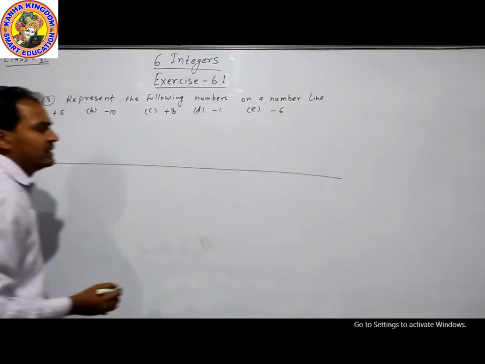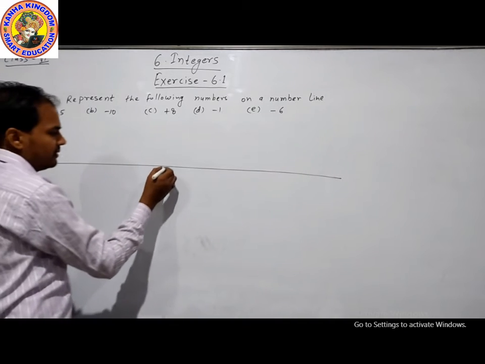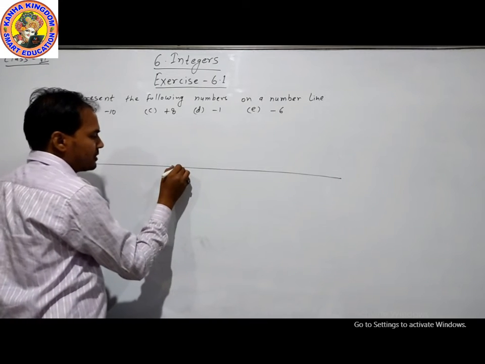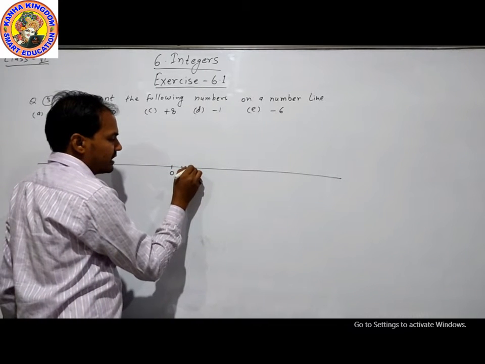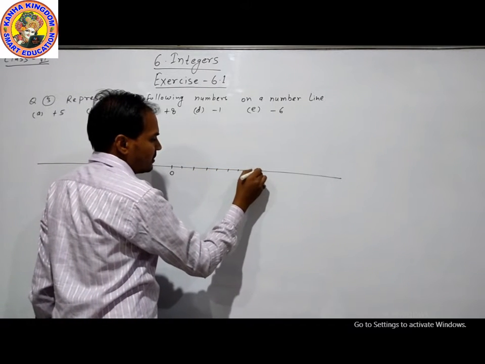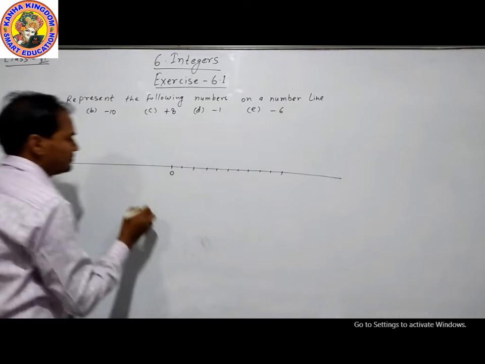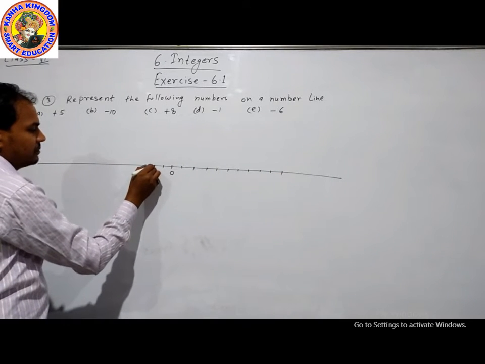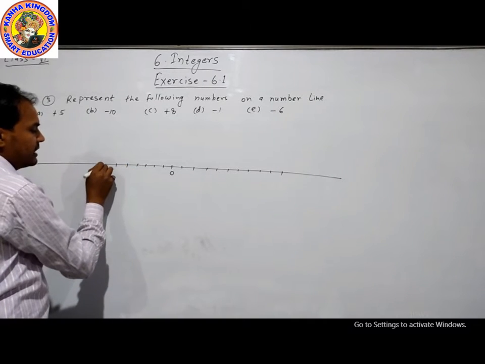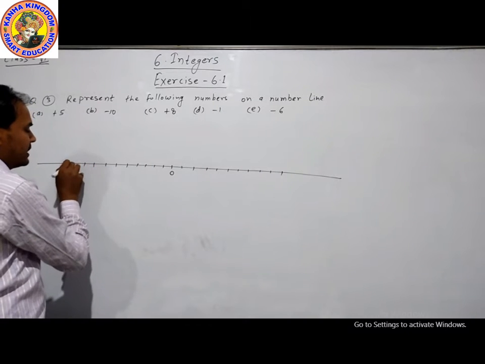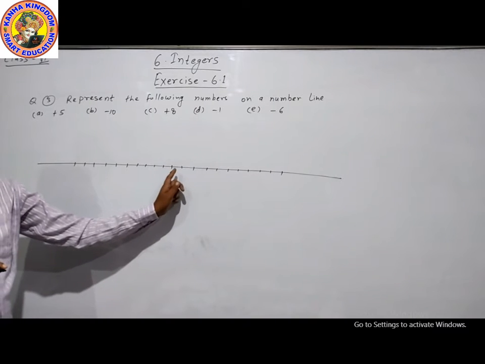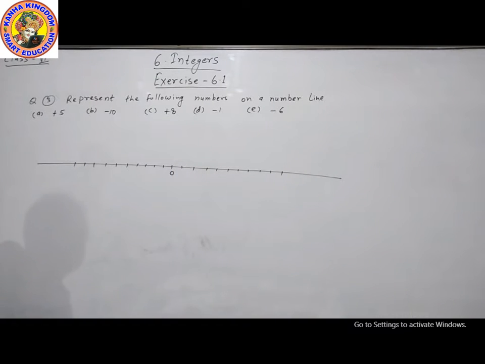So here we will take a large number line. Middle part of this is 0. Now we will show the numbers with equidistance. 1, 2, 3, 4, 5, 6, 7, 8, 9, 10. Minus 1, minus 2, minus 3, minus 4, minus 5, minus 6, minus 7, minus 8, minus 9 and minus 10. In the middle part of this is 0 and we will take equidistant points.